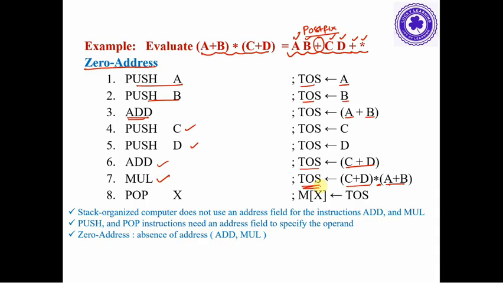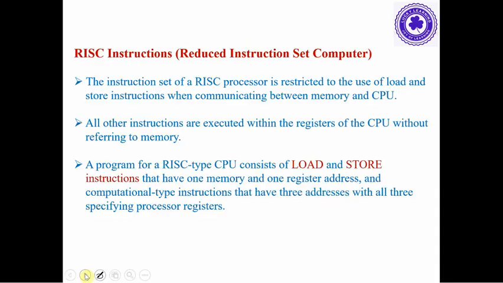Once the expression is evaluated, the result is on top of the stack. The top of the stack result is to be stored into the memory at location X. It means it is to be popped and stored into X. These are called zero address instructions because operation type instructions do not require specifying any address field. We call them zero address instructions.